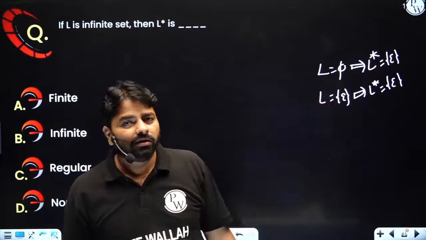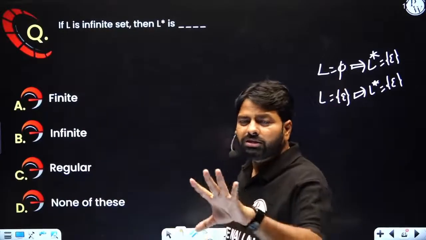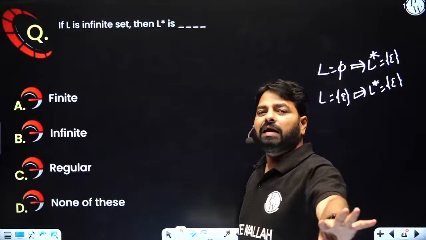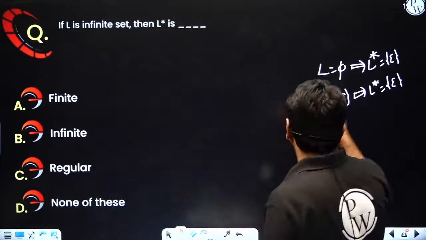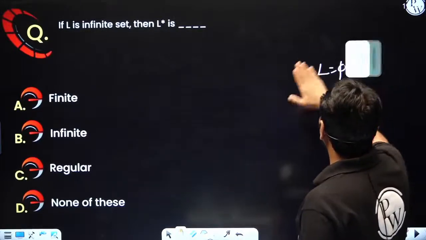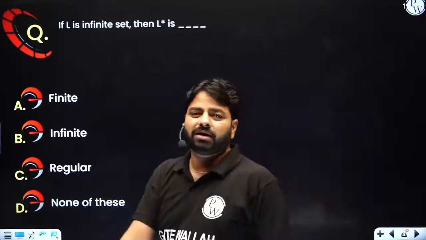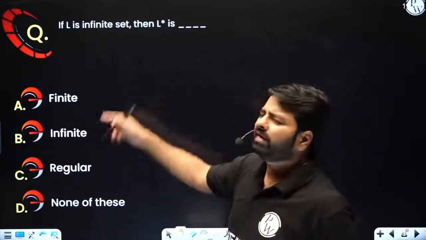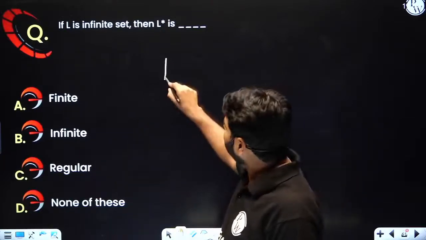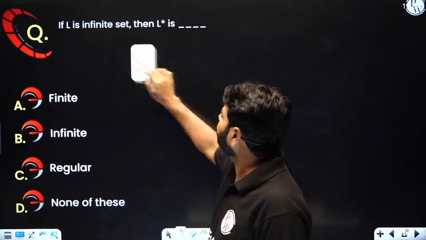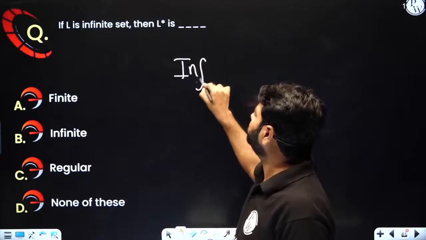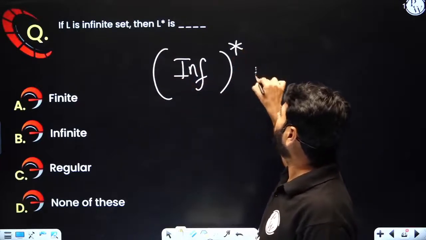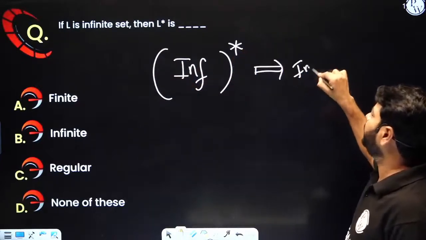Anyhow, Kleene closure is not closed for finite languages. Only these two languages give you finite back, but for all the remaining languages you go outside the domain. Now infinite is very simple. L is already infinite. Take this infinite language, do the Kleene closure, you always get infinite without any doubt.